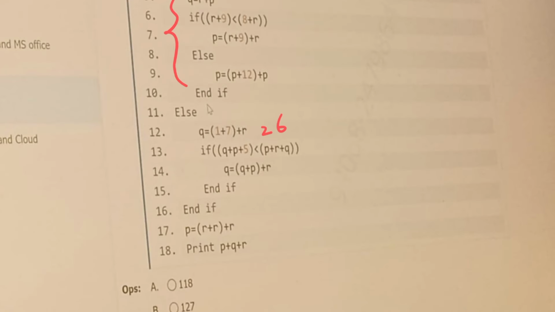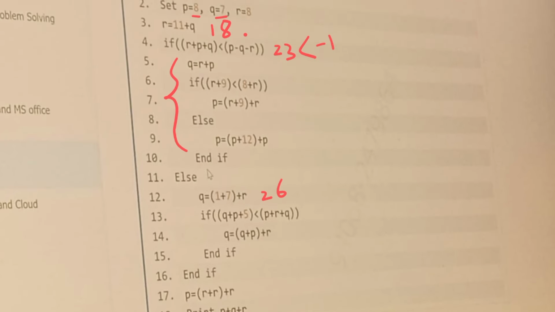The value of P is 8 and the value of Q is 26. So 26 plus 8 is 34, plus 5 is 39. Is 39 lesser than this P plus R plus Q? P plus Q plus R means P is 8, Q is 26, that is 34, and R is 18. So 34 plus 18 is 52. So this is true. That's why we have to go inside the if block.